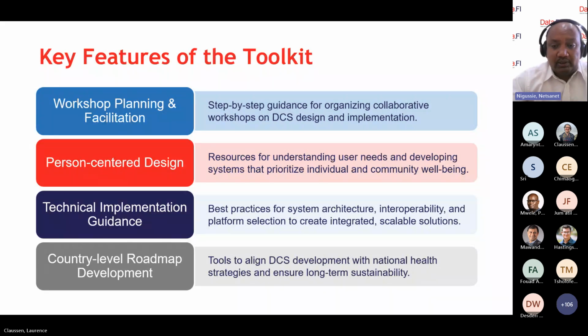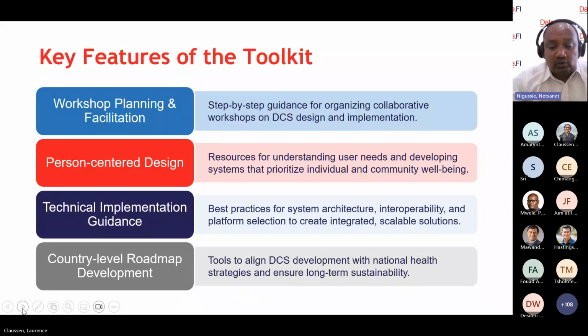For technical implementation, the toolkit also offers best practices for system architecture, interoperability, platform selection, and other related aspects of agile program management. This helps us ensure the solutions we create are not only effective today, but also integrate with other systems, scale up as needed, and scale with the emerging technologies.